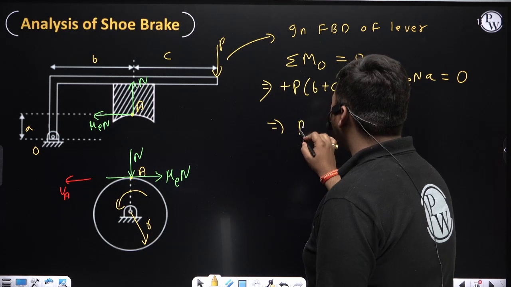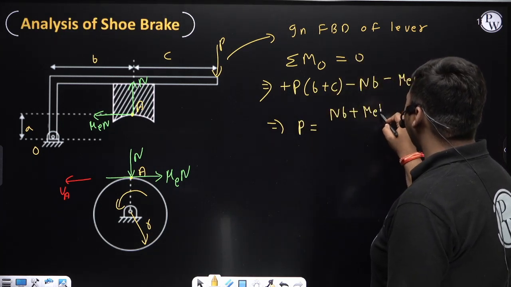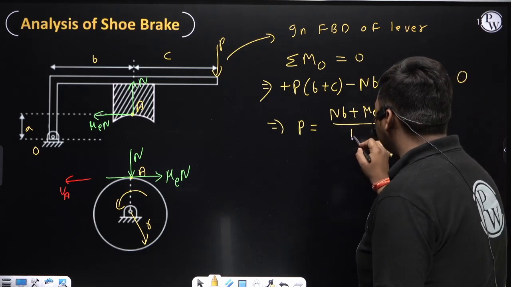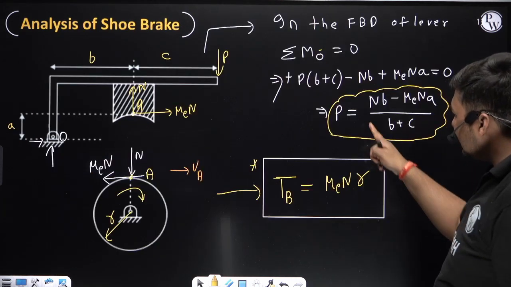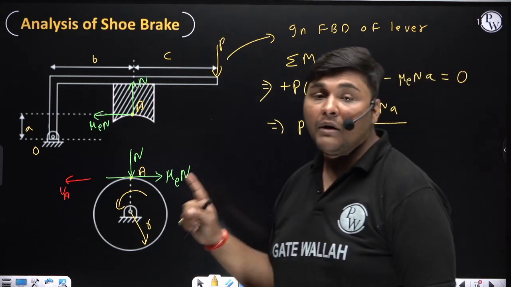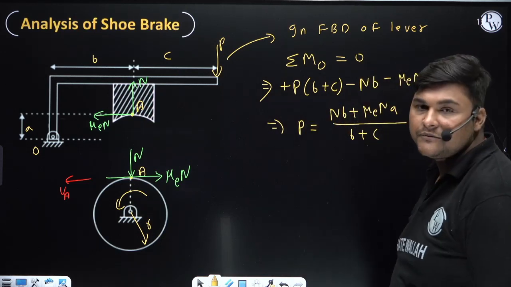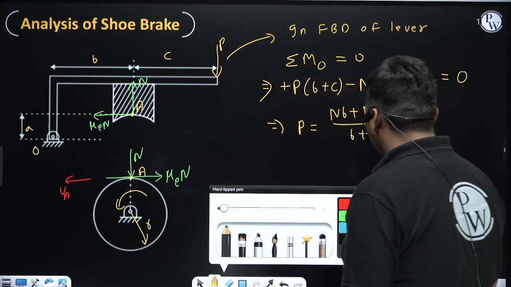From this, if we find the relation for P, it will come as P = (N b + mu equivalent N a) divided by (b + c). You can see this relation is different. That's why I am saying don't remember or mug up this formula. Only understand the concept of how we have found this relation. So it is the relation between effort P, N and mu N.